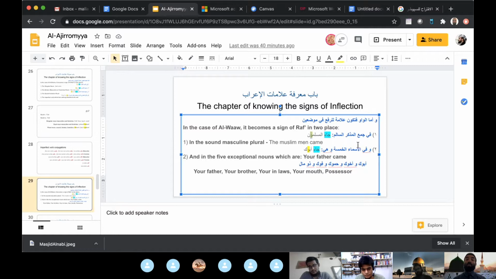And في الأسماء الخمسة, the next place where waw becomes the sign of rafa is in the 5 exceptional nouns. We said they're called exceptional because nouns by default have their inflection by their diacritical marks. But these 5 nouns have their inflection with letters, so they're unique in that sense. We said those 5 nouns are abuka, akhuka, hamuki, fuka, wa dhumal. Those 5 nouns are your father, your brother, your in-laws, your mouth, and possessor. Those are the meanings of those 5 nouns.